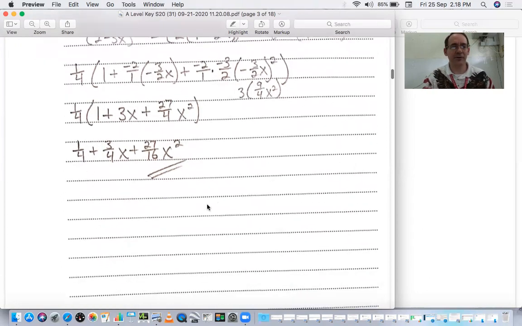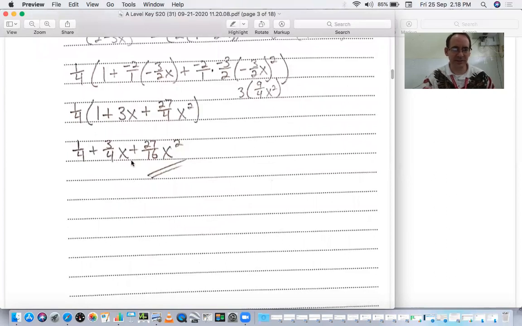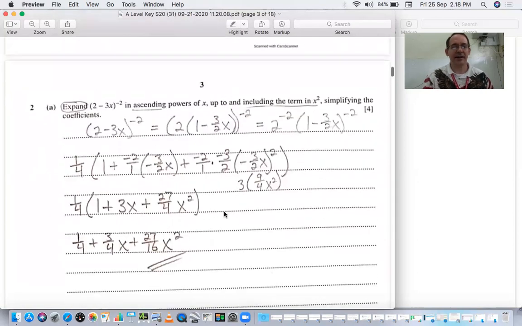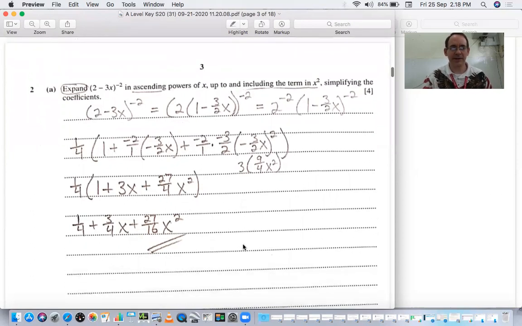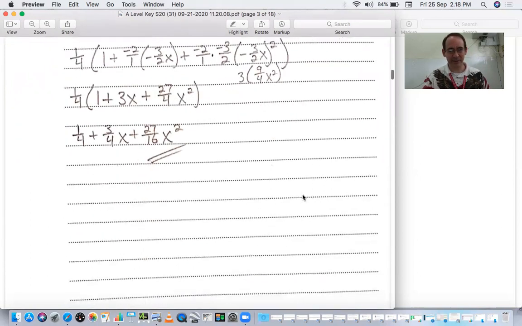Distribute the 1/4 gives us 1/4 plus 3/4 x plus 27/16 x squared. So 1/4 plus 3/4 x plus 27/16 x squared is our answer. Again, follow the formula in your formula sheet. It does follow a predictable pattern with these terms that come from this 1 minus something in the binomial.